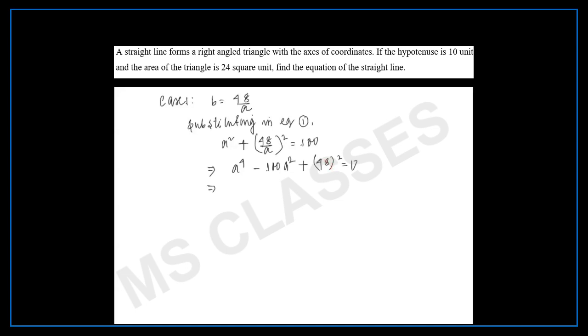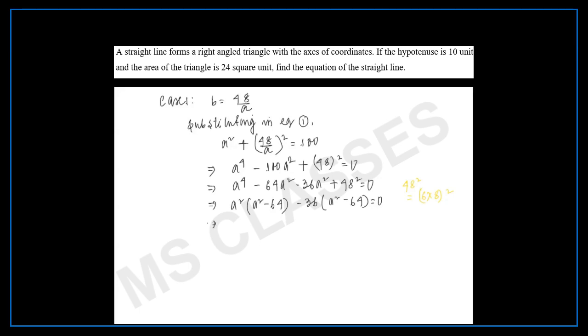So when you split this up, you can think of it this way: 48 square is the same as (6 into 8) whole square. So we can split it as 64 and 36, that is, we can write a to the power of 4 minus 64 a square minus 36 a square plus 48 square equal to 0. Now we can take a square common: a square into (a square minus 64), minus 36 common, (a square minus 64) equal to 0.